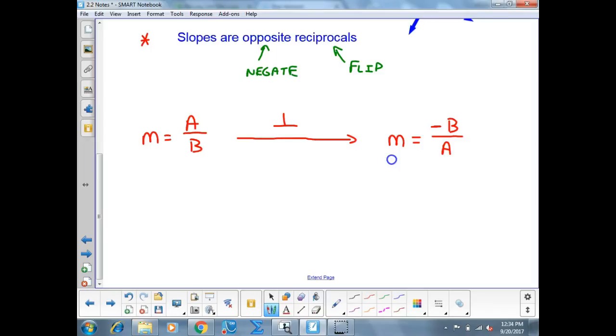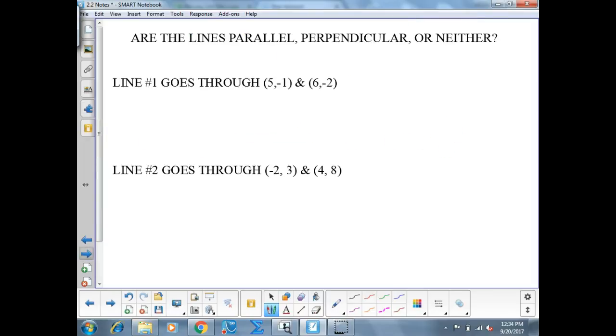So let's play a game. Okay, I like games. The game that we're going to play is called Parallel, Perpendicular, or Neither. So you tell me if line number one is parallel to line number two, is perpendicular to line number two, or is neither to line number two. Okay? You think you can play it without the rules? What are the rules? What's the first rule? What do you got to do first?